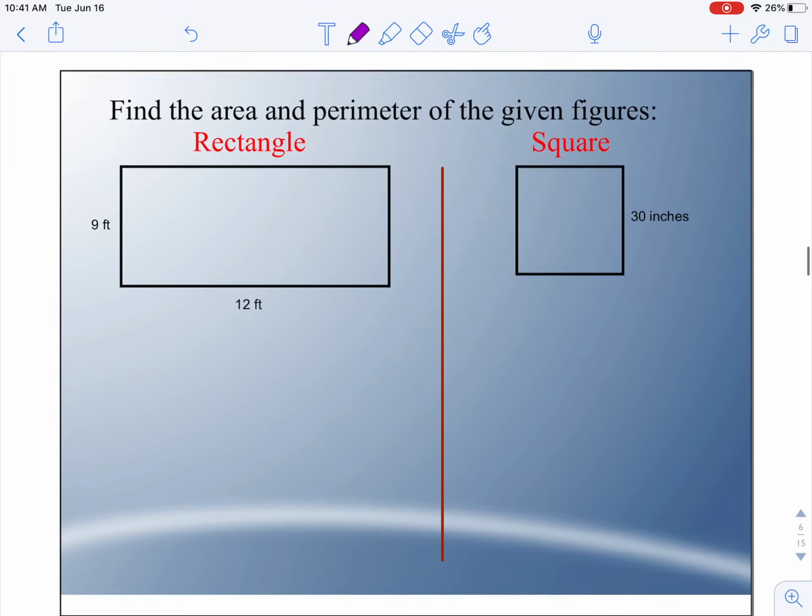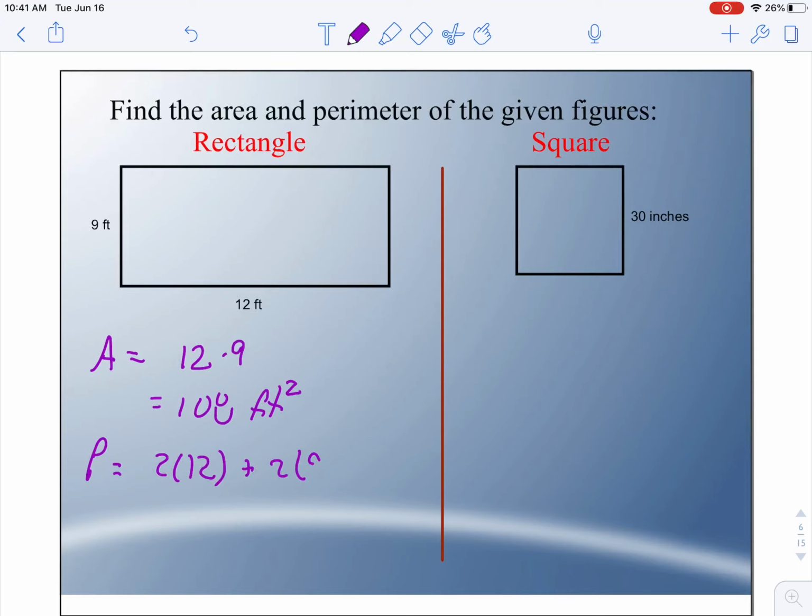I don't think you will even have to memorize because you probably already do have them memorized. So find the area and perimeter of the given figures. Again, probably done this for a long time. But the area is going to be the base times the height, which is simply 108 feet squared. The perimeter, you're going to take the base, which is 12, multiply it by 2, and then the height times 2, and you add those together and you get 42 feet.